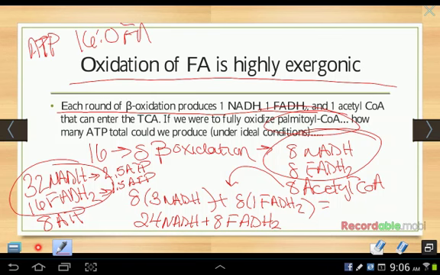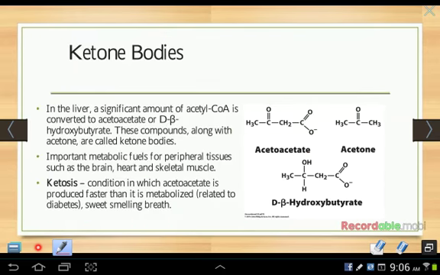All right, and then you can compare that to how many ATP a molecule of glucose can produce. All right? So now we're going to finish up this lecture by talking about ketone bodies.